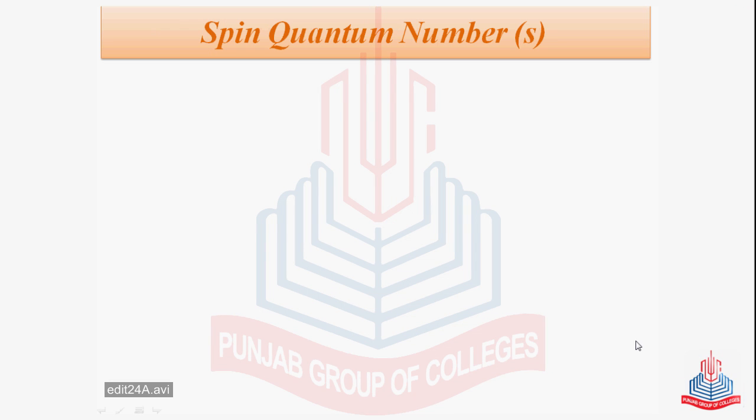Now coming to the fourth quantum number, that is the spin quantum number. In the year 1925, Goudsmit and Uhlenbeck suggested that an electron, while moving in an orbital around the nucleus, also rotates or spins about its own axis, either in a clockwise or anti-clockwise direction. This spinning of electron about its own axis can also be called self-rotation. It means, as we all know, that the electron is revolving around the nucleus.